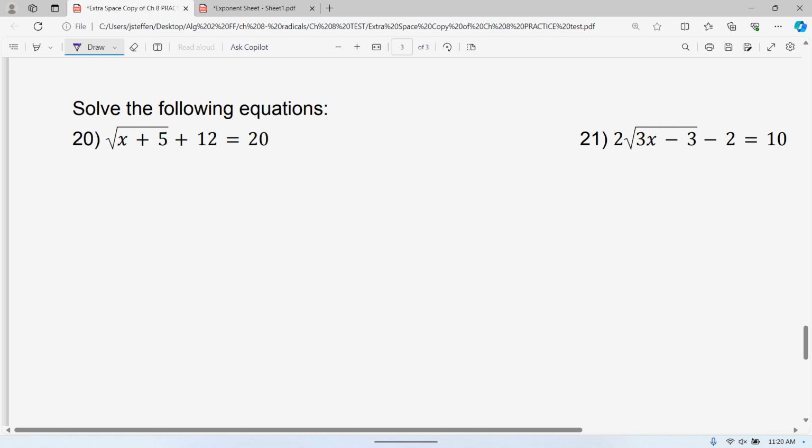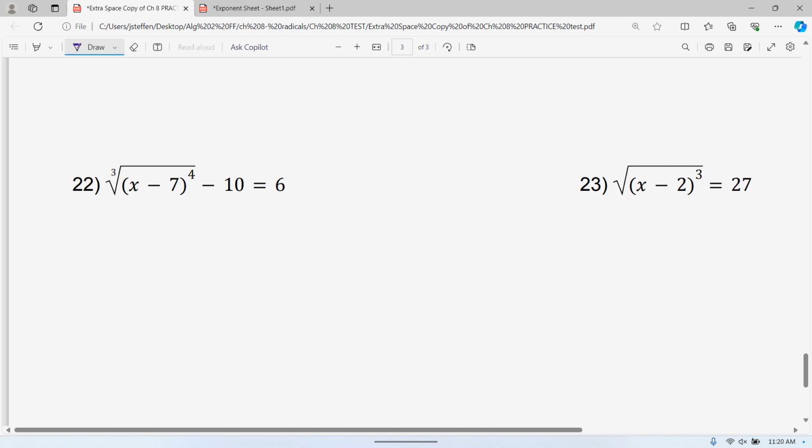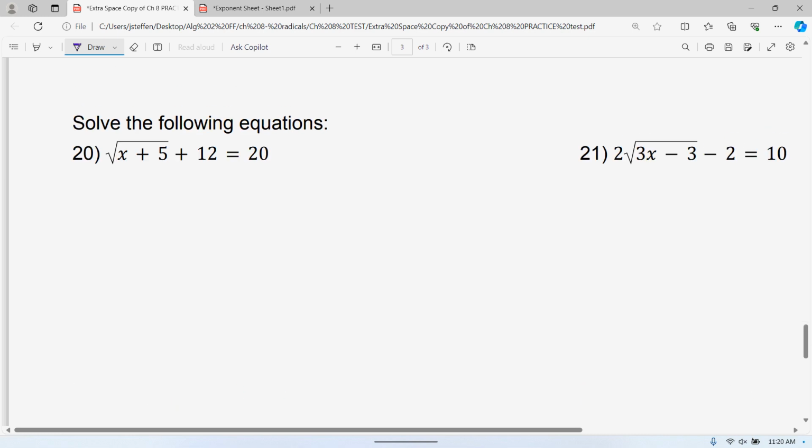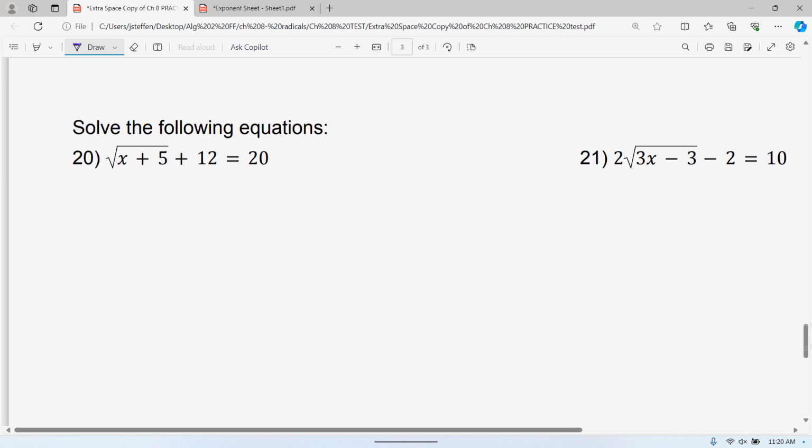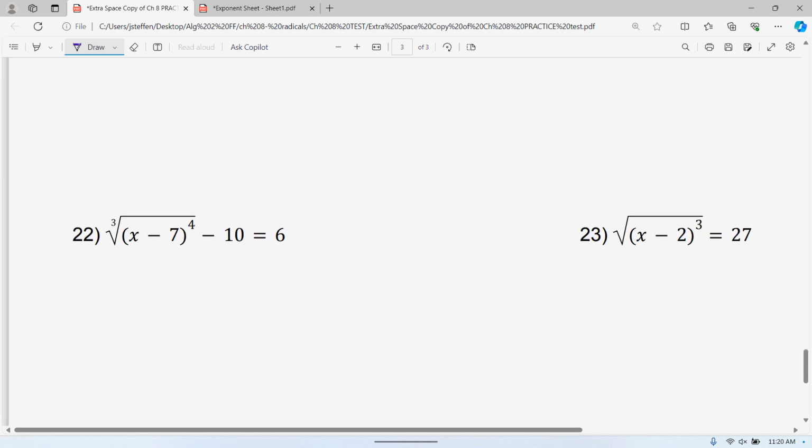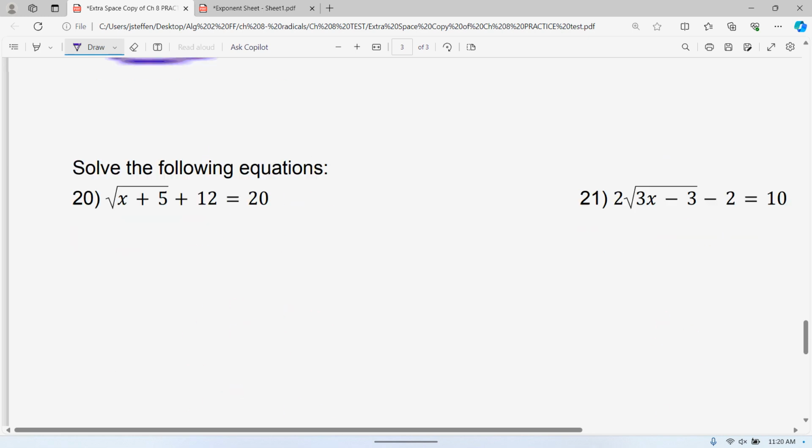These are the solving ones. Now, I will tell you a couple things right away. One thing really quickly is with exponents. So 20 and 21, there are no exponents. You don't have to worry about those. For the ones with exponents, if it's an even exponent, you're going to have 2 answers or no solution. If it's an odd exponent, you're going to get 1 answer. So before we even do anything, we can know those 2 little things.